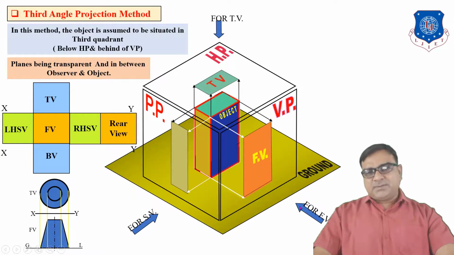So here this is the position for the observer, this is the object. So here the vertical plane is in between object and observer, and assume all the planes are transparent. So to convert to 2D, you do not change the position of the vertical plane. So this is the front view, here front view. Now move the horizontal plane 90 degrees clockwise to the upper side. So this is the top view. Profile plane moves this way 90 degrees. So this is the left hand side view. And similarly for the right hand side, right side view.